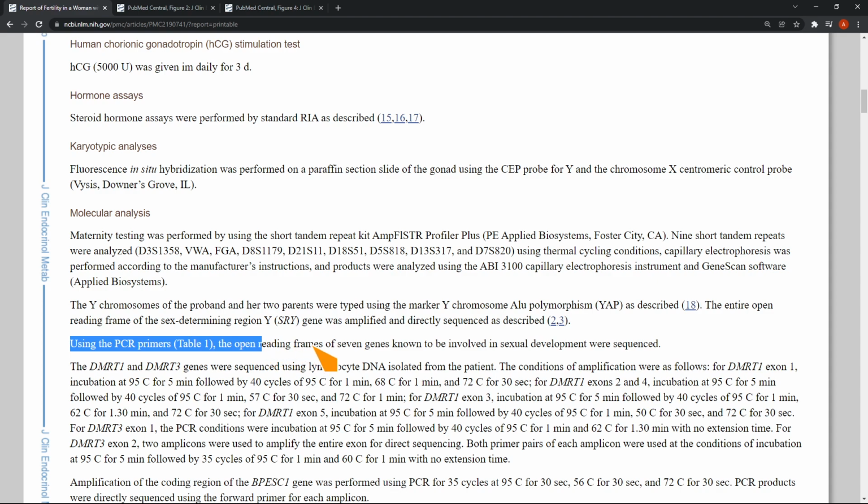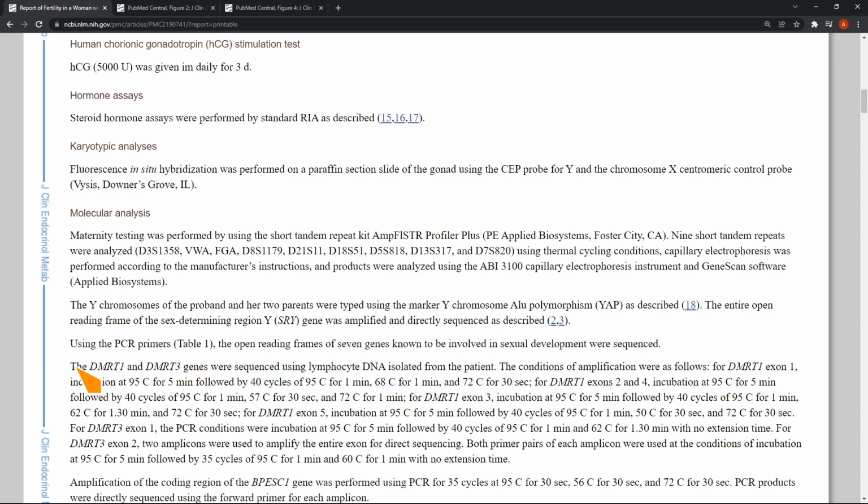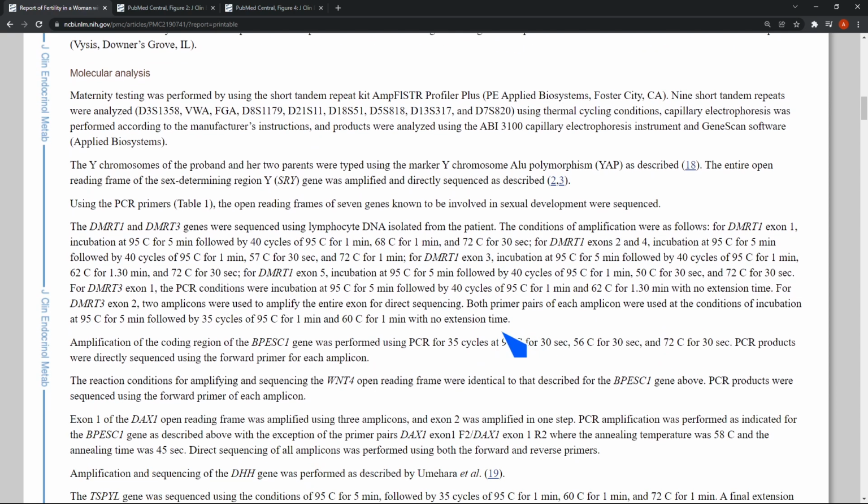Getting into the weeds here, I want to breeze through this as fast as possible. They did this PCR on the ORFs of 7 genes known to be involved in sexual development. Those are these 2 genes, the DMRT1 and DMRT3 genes. They were sequenced using lymphocyte DNA, so this was blood drawn from the patient. These are the conditions for thermocycling. Really, really thorough with outlining their exact protocol. Something we didn't see yesterday.